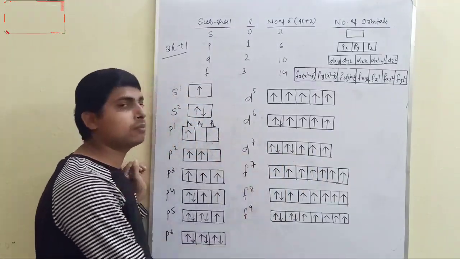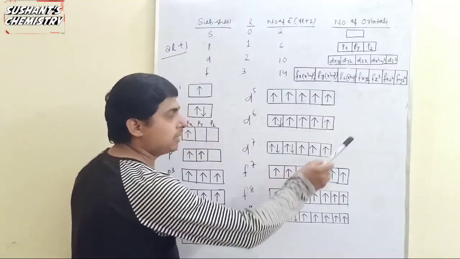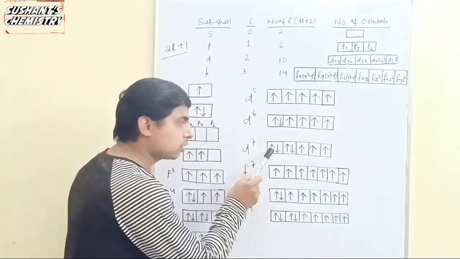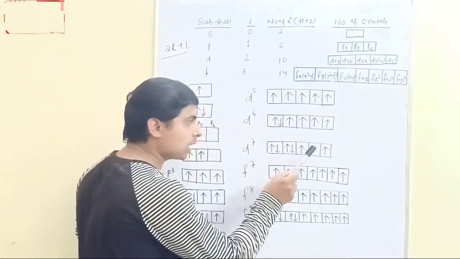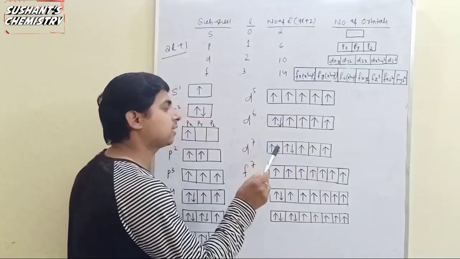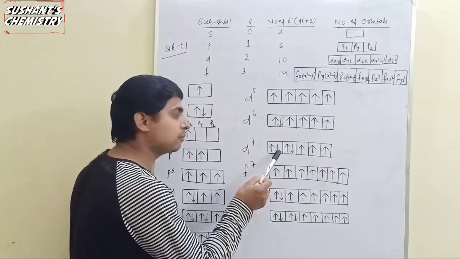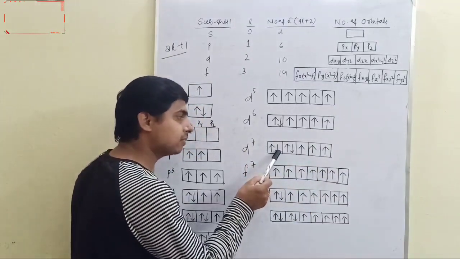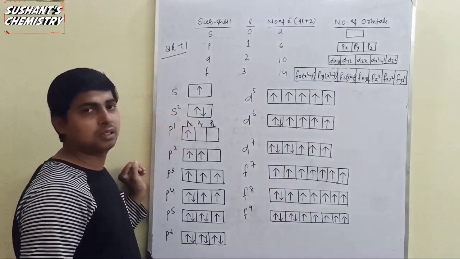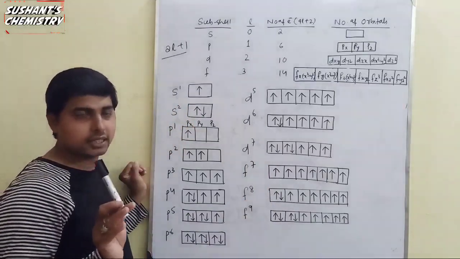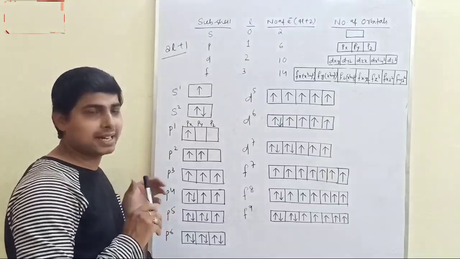Similarly, in the d7 configuration, each orbital contains 1 electron, then pairing takes place, starting from the 6th, 7th, 8th and 9th electron. I hope you are understanding this Hund's rule. Please take a screenshot.